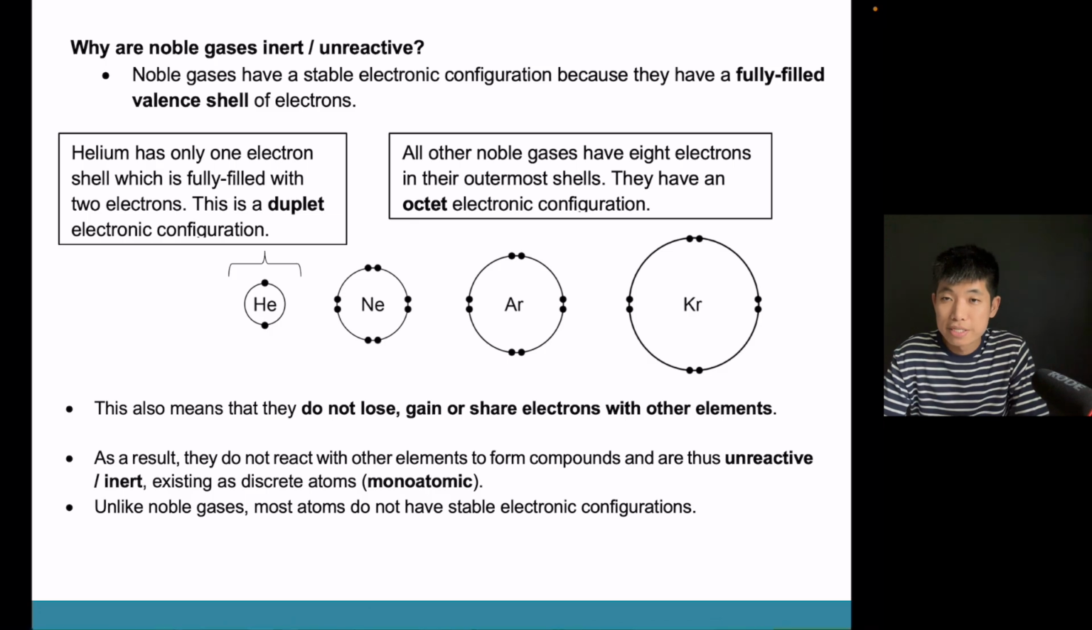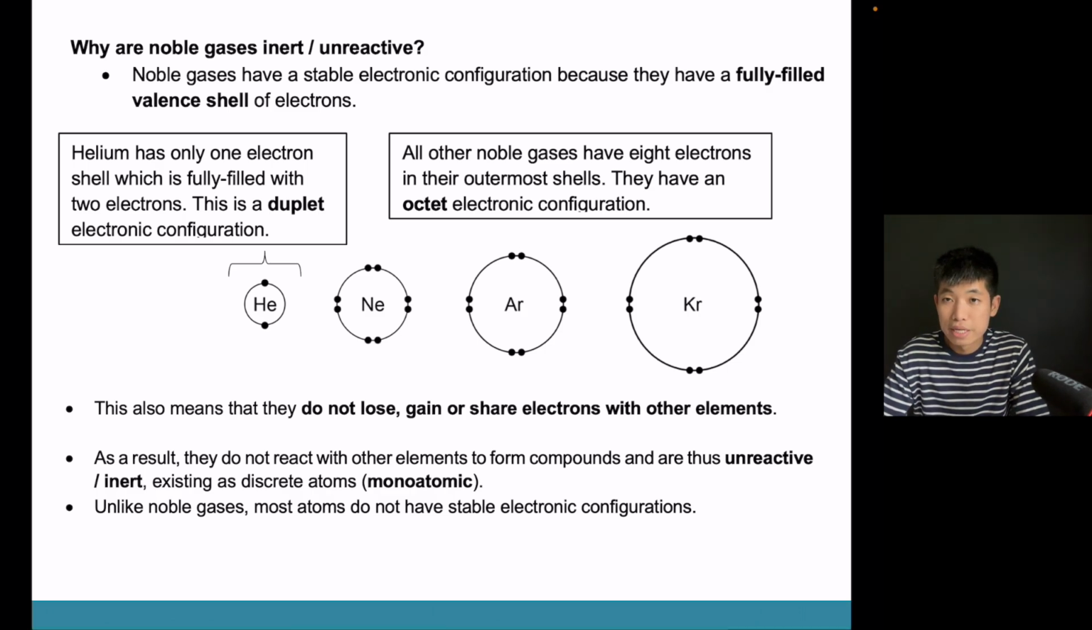So we say that noble gases have a stable electronic configuration because they have this thing called a fully filled valence shell. When you have 2 valence electrons in a fully filled valence shell, we call this a duplet electronic configuration. And for 8 valence electrons, we say it's an octet electronic configuration. Noble gases exist as single atoms, we call them monoatomic.